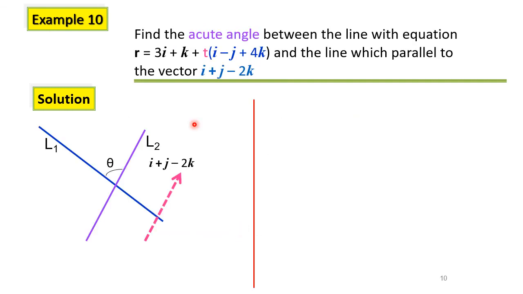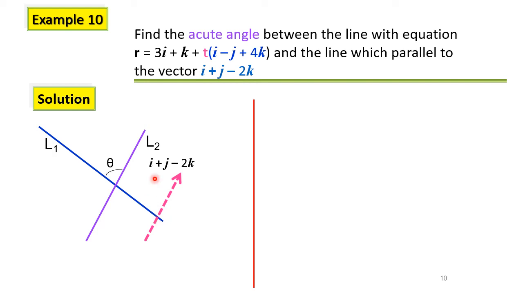Next, example 10. Find the acute angle between the line with the equation L1 and the line parallel to the vector. So this is the situation: let's say this is L1, and it is mentioned that L2 is parallel to the vector i plus j minus 2k. So this is our line L2, and it is parallel to this vector.